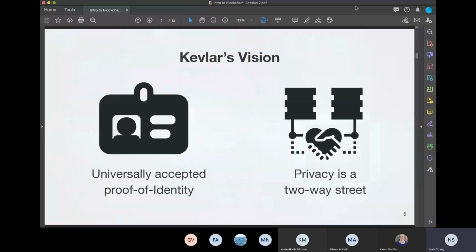So there's a vision behind Kevlar, and it kind of comes down to two principles. The first is that we have a universally accepted proof and form of identity. And that's not the case today, and we'll look at why in a second. And the second is that privacy is a two-way street. And that means that whenever we're exchanging sensitive information, both parties have a responsibility to maintain the privacy of that relationship. And we'll look at more about how that exists in today's identity landscape too.